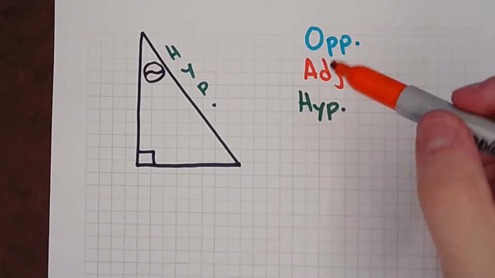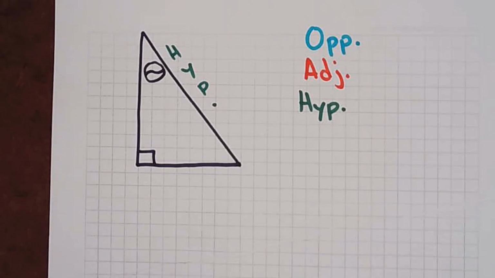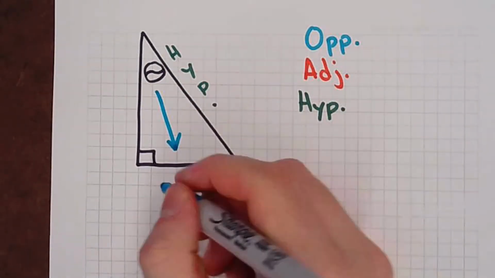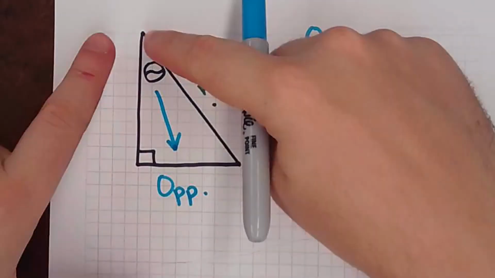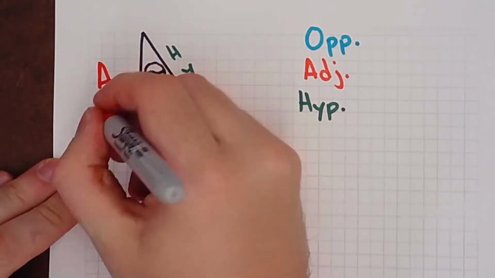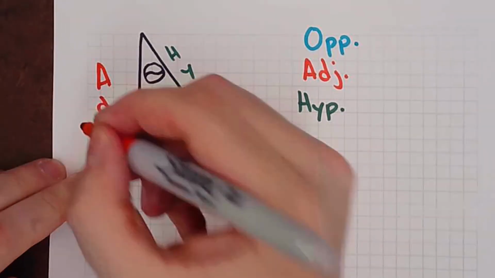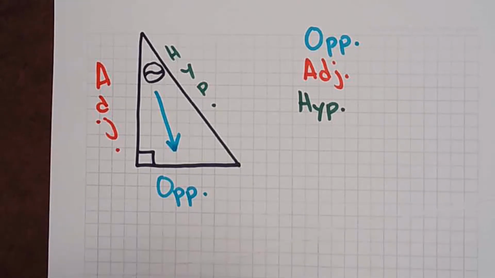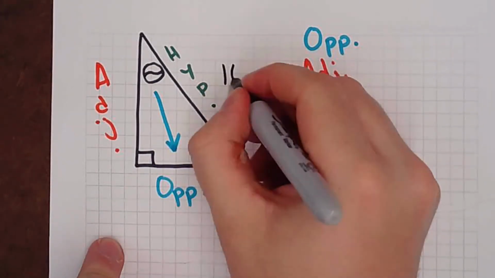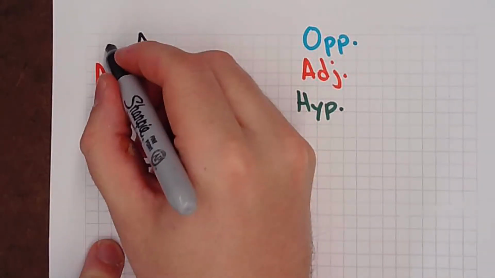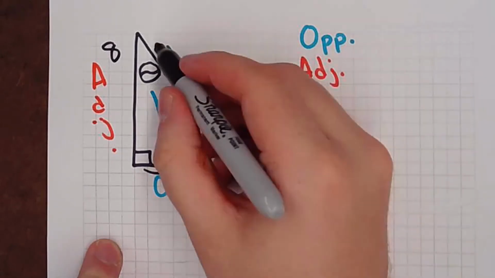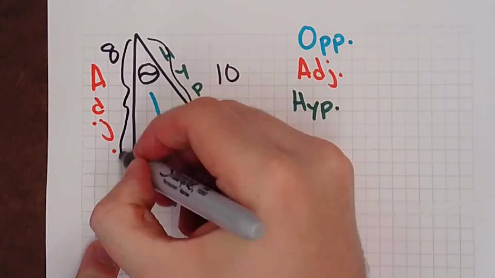All right, so which one's the opposite side? The bottom one, because it's opposite theta. It's what the angle opens up into. Which means the adjacent must be this vertical side, right? Adjacent, kind of like adjective. All right, cool. So now, if I told you this was, let's do 10, let's do 8, and let's do 6. So this is 6, this is 10, and that's 8.